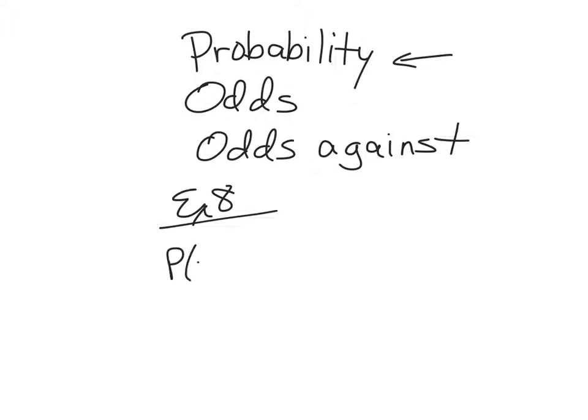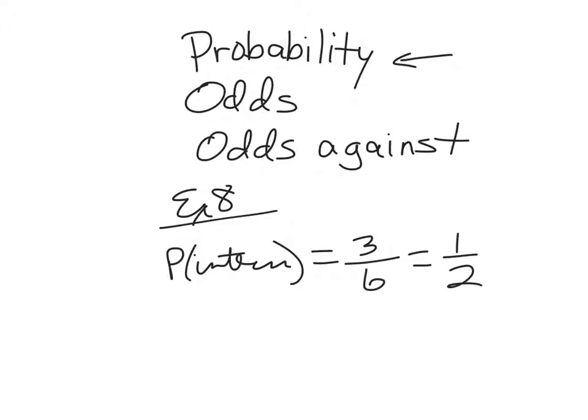So the probability of getting one of the intern positions is what? There were 3 of those out of 6 jobs total, which would reduce to a probability of 1 out of 2, or a half. So you guys tell me, based upon what we just said a moment ago, if the probability is 1 out of 2, what would the odds be? 2 to 1. 1 to 1. That's right.